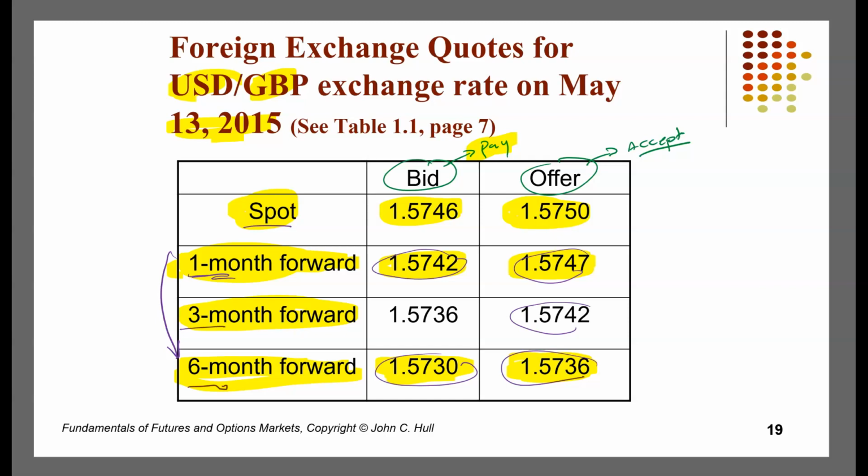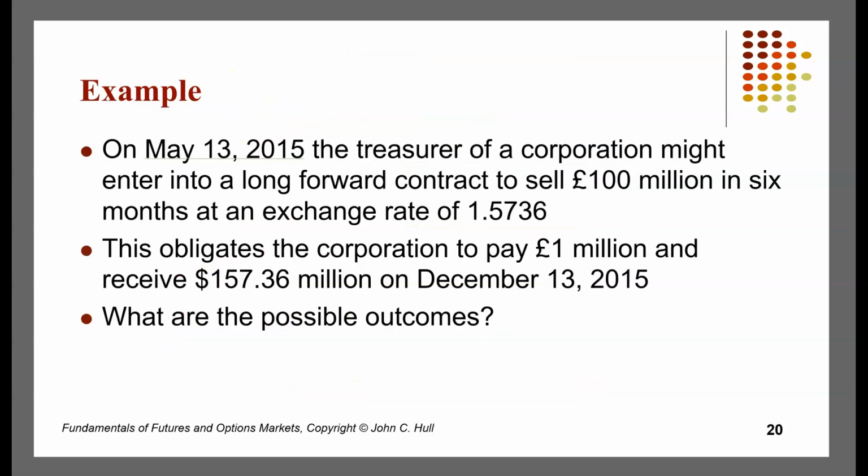Okay, so what we're going to do next is work an example, and this is the example that we're going to be touching on. Let's say we are in May, and the treasurer of a corporation wants to take a long forward position to sell 100 million pounds in six months at an exchange rate of 1.5736 US dollars per pound.